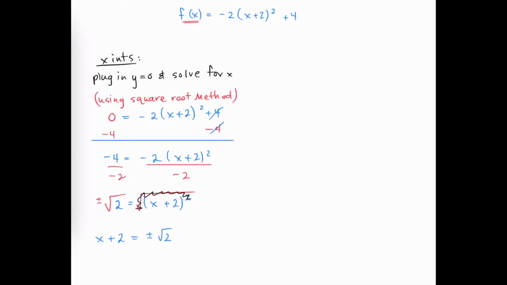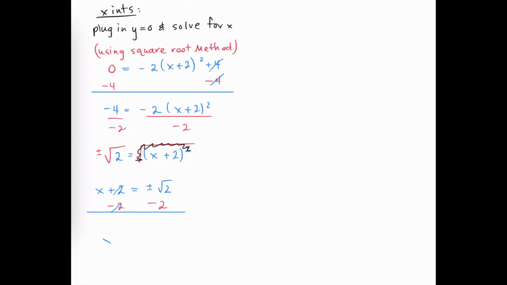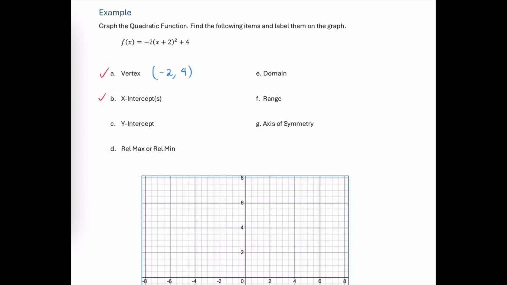In order to completely solve for x now, we just subtract 2 from both sides. And so we get x is equal to negative 2 plus or minus the square root of 2. And these quantities do not combine because they're not considered like terms. Let's come back up and clearly state our answer. We have x is equal to negative 2 plus the square root of 2, 0 as one of the x-intercepts, and negative 2 minus the square root of 2, 0 as the other x-intercept.